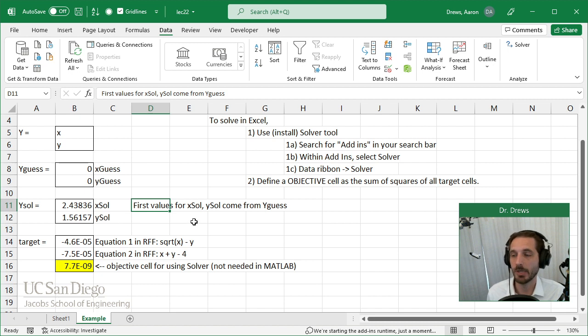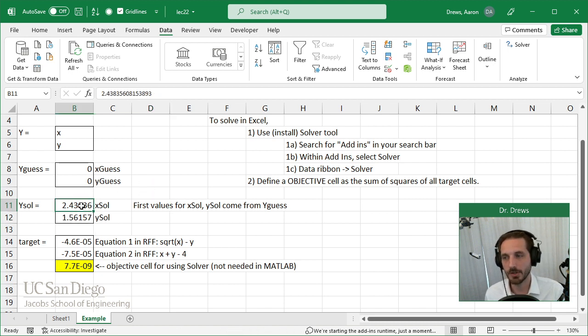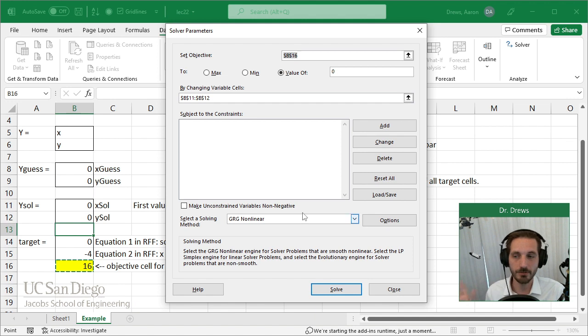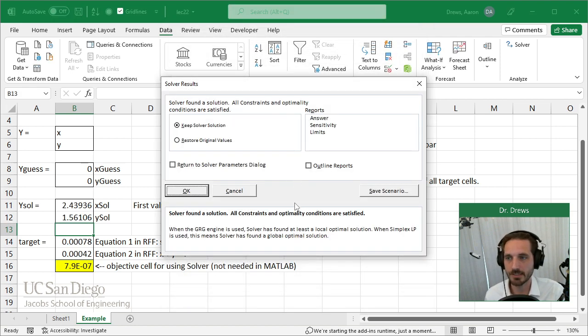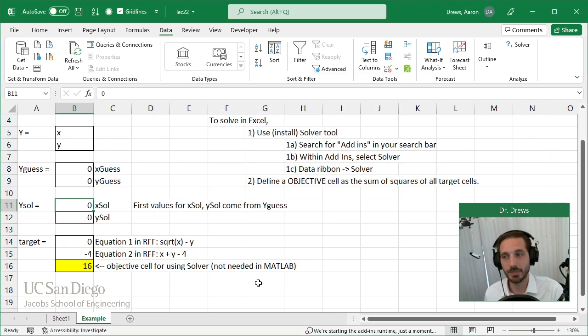It did, however, depend on the initial guess. And so if we were to put our actual initial guess in there as 0 and 0 and run that solver again, everything is the same, right? We're doing the same objective function, changing the same set of cells, but our initial guess is different. If I go to solve this again, it did, in fact, find another solution there. That's great.